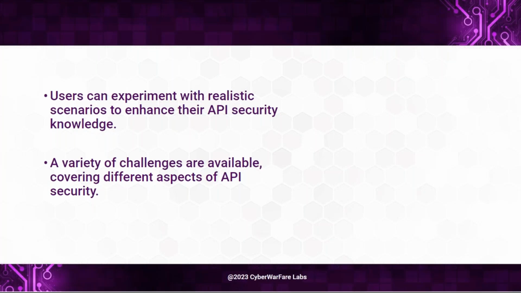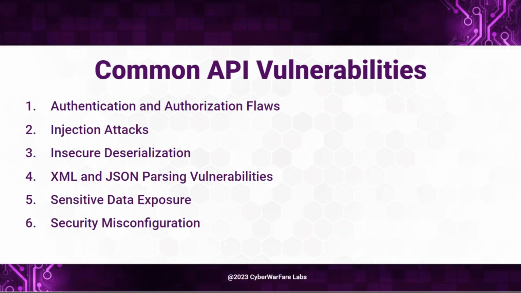A variety of challenges are available covering different aspects of API security, like these common API vulnerabilities. These are some common vulnerabilities that are in Damn Vulnerable API: authentication and authorization flaws, injection attacks, insecure deserialization, XML and JSON parsing vulnerabilities, sensitive data exposure, security misconfiguration.